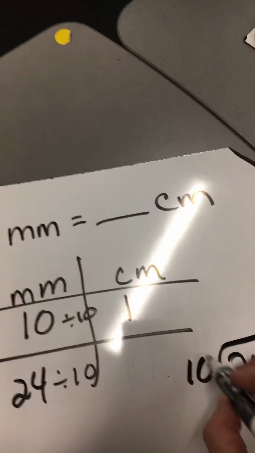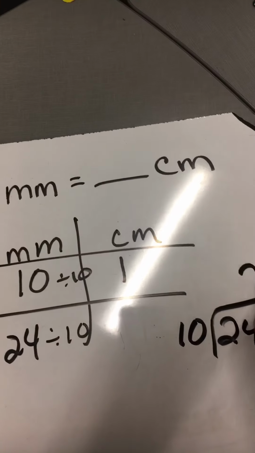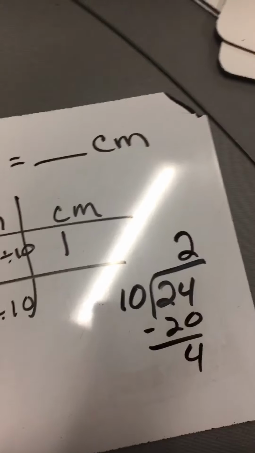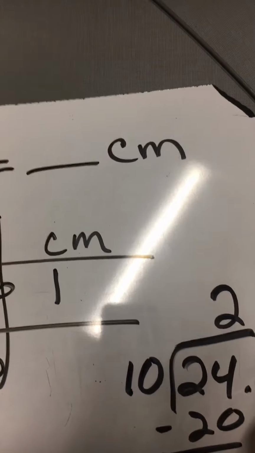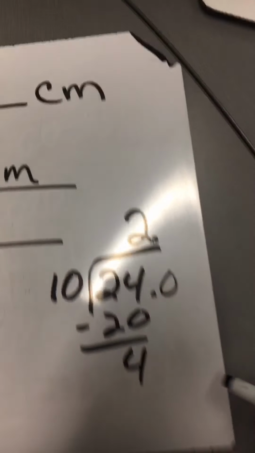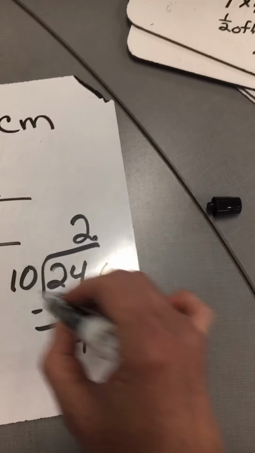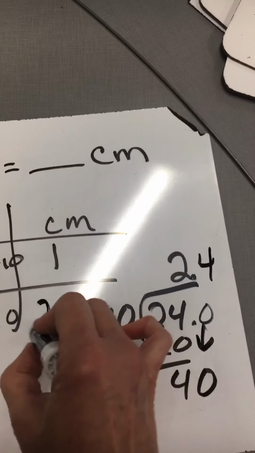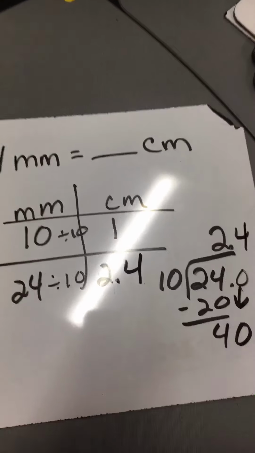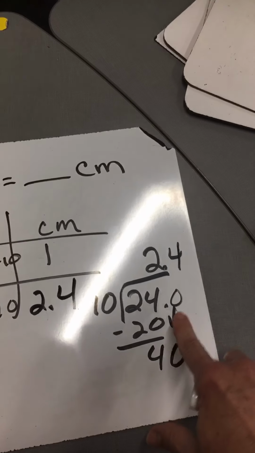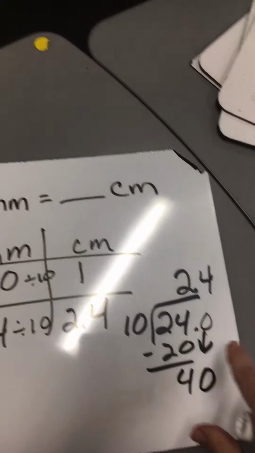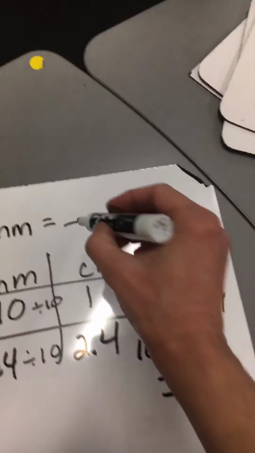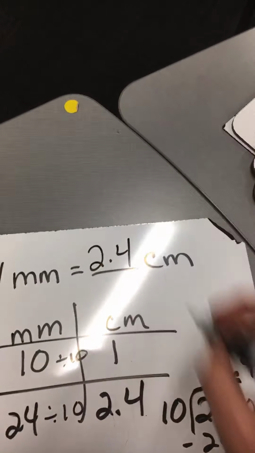24 divided by 10 is 2. But I have a remainder, so I need to add a decimal point and a 0. Bring your decimal point up, bring the 0 down. How many 10s are in 40? 4. So my answer would be 2.4. We can't have a remainder here. It can't be 2 remainder 4. It doesn't work that way. We have to make it into a decimal. So my answer would be 2.4.